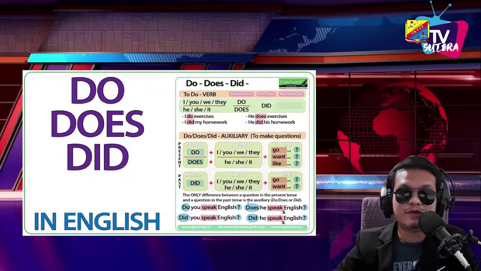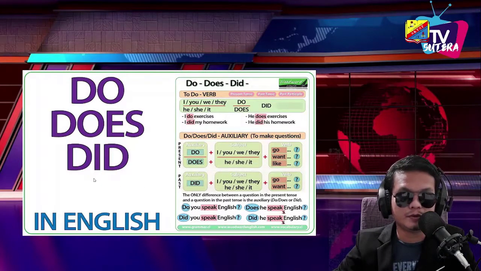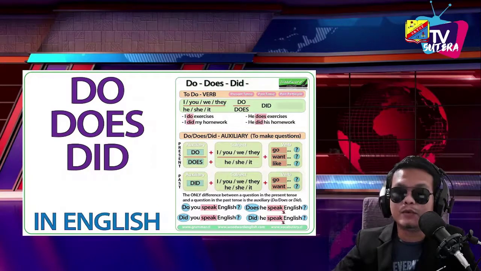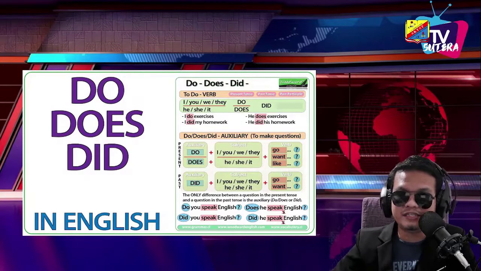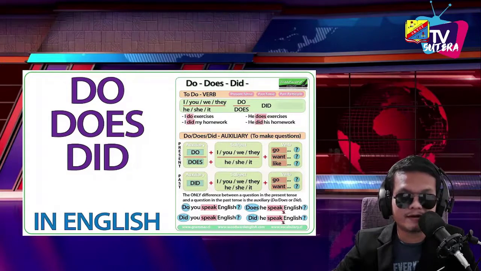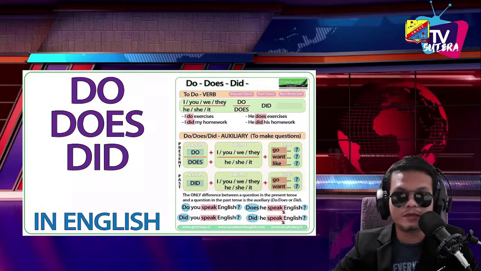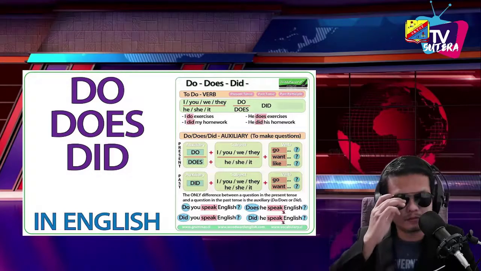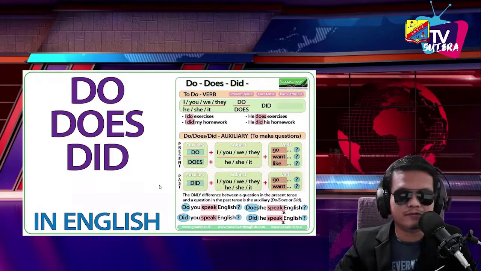And after that, we use the original verbs. For example, go, and the other one is want. Even though the incident has already happened, we still use the original verbs. For example, we don't use went for go. For want, we don't use wanted. We still use the original verbs. Alright? So, let's move on to the next slide.